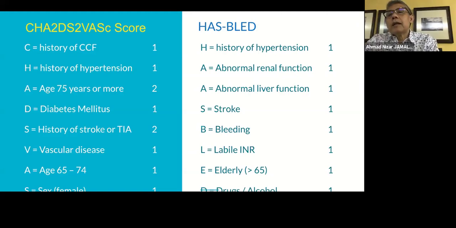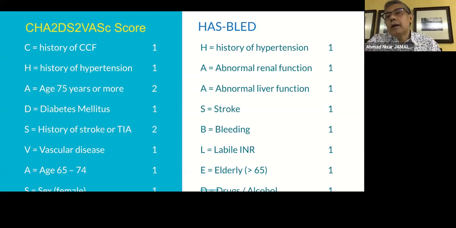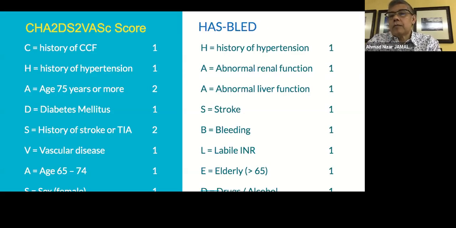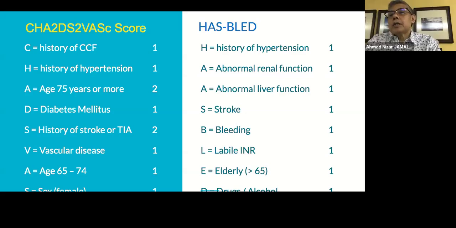The score is 1. Because this HAS-BLED score was actually done on patients with warfarin, if they have a history of labile INR, that constitutes a score of 1 as well. Anyone above the age of 65 has an increased risk, and if they're on drugs like aspirin or they use alcohol, the score is 1 for each of the drugs and alcohol. So any score above 3 suggests that there is an increased risk for bleeding.